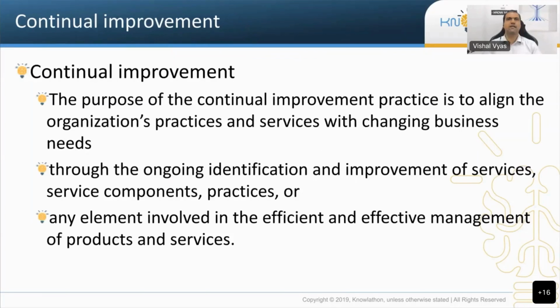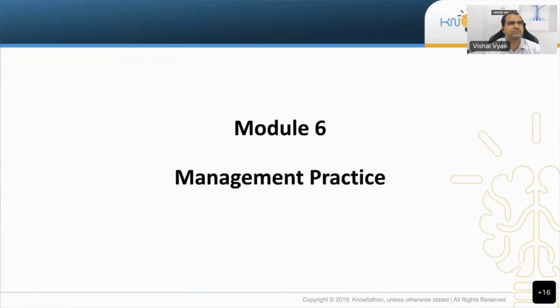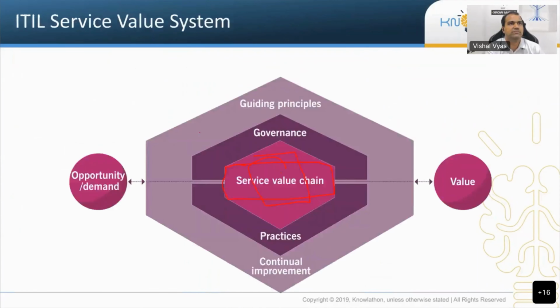Continual improvement. Remember, there is an activity in the service value system as improvement. There is an activity in the service value chain as improvement. And then there is a practice called continual improvement. There is definitely an overlap, but there is a slight difference in these three also. What we have in the service value system, let me show you that. What we have here is an organizational improvement philosophy, the service value system.